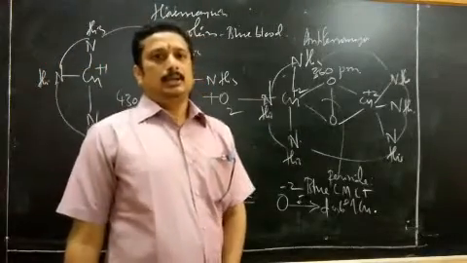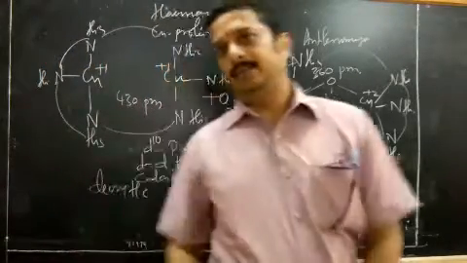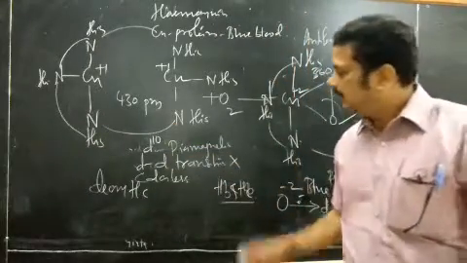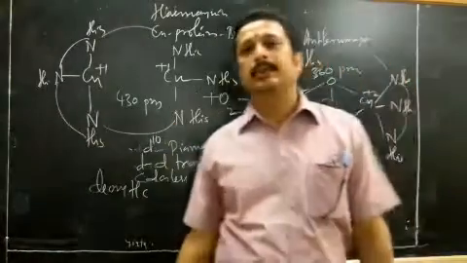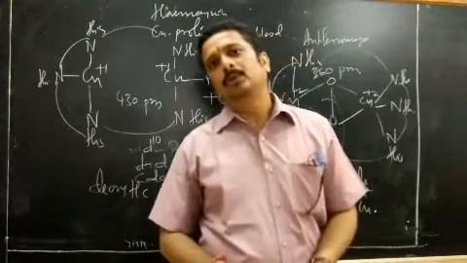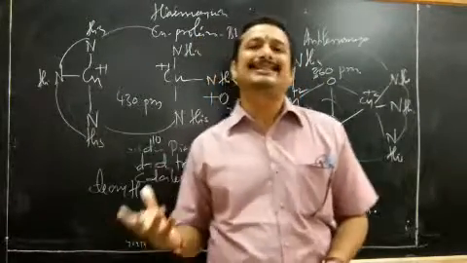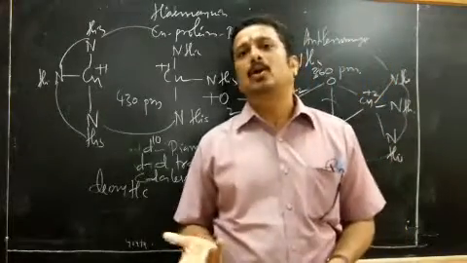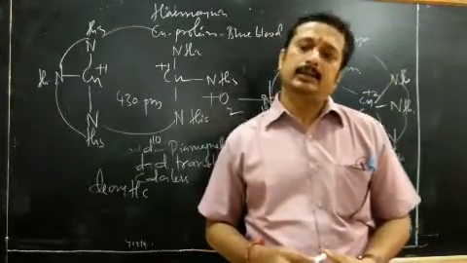So in today's class we learned the differentiation between hemocyanin and hemerythrin. Hope you understood some of the points. Definitely it will be very helpful for competitive examinations. In the next video we will go for the next concept, electron transfer proteins, that is iron sulfur proteins or cytochromes.